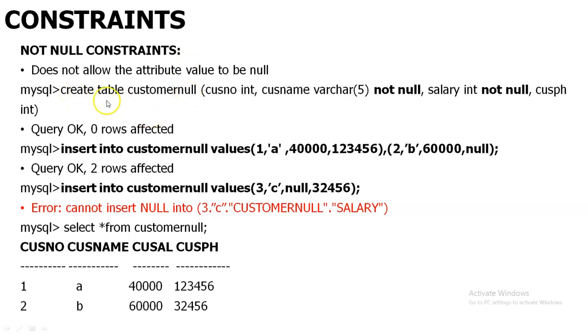So in this query, we have created a table customer null. It is going to have the attributes customer number, customer name, salary and customer phone number. Here customer name and salary are not null. This means that customer name and salary cannot be left as a null value, you have to give some values there. So in the first query, all the values have been entered, so it has been successfully inserted. But in the second query, we are giving a null value for the name column. So you are thrown with an error. So this is your not null constraint.